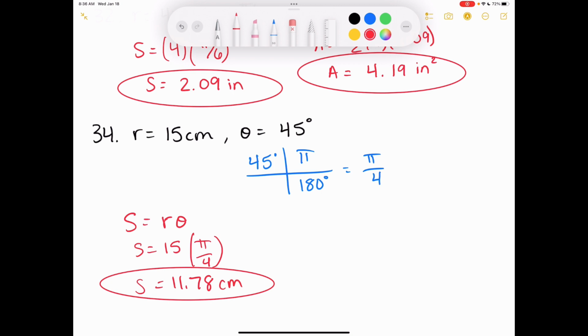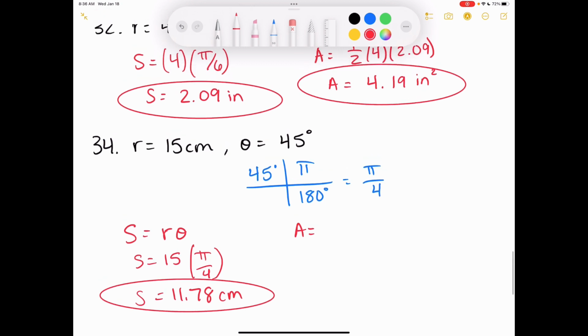And then area is 1/2 RS. So 1/2 times 15 times 11.78. So I'm using what was already in my calculator for this number that wasn't rounded. And that comes out to be 88.36 centimeters squared.